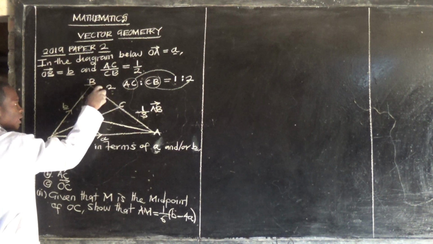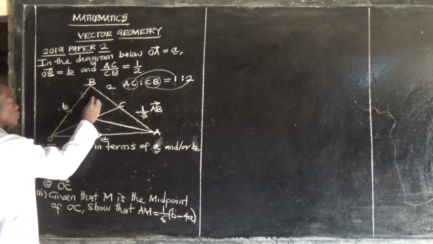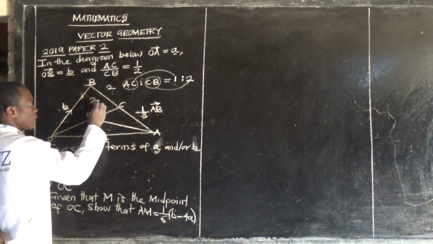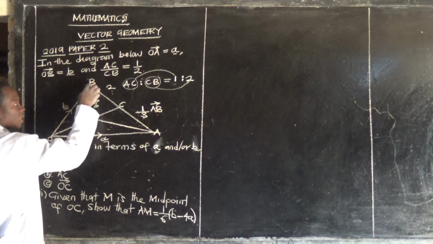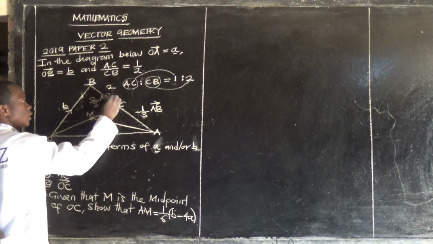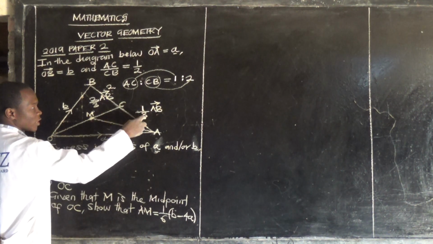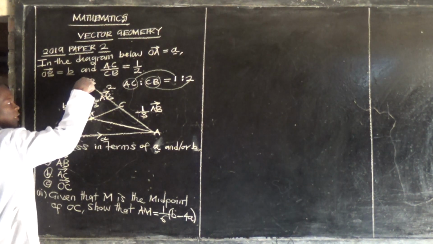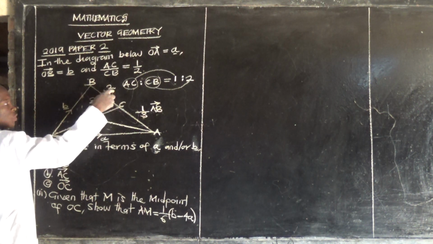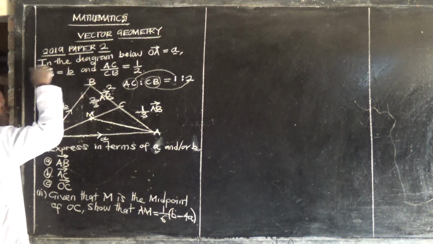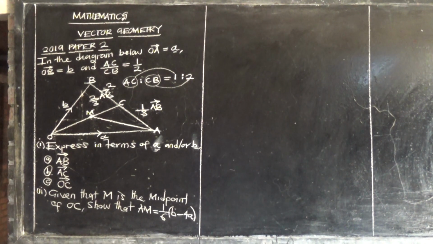So this CB here you can also write as 2 over what's the total ratio? 3, very good. 3 of AB. Are we together? So here what we have is 1 over 3 of vector AB. Then here, since we have the ratio which is 2, it's 2 over 3 of the total AB. Are we together? We can now move on.